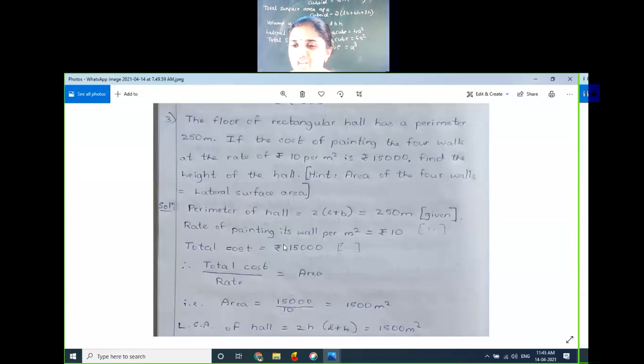Then for how much area did we pay 15,000? Per meter square it is 10 rupees. That is what we have to find out. How can we find it? Total paid amount divided by rate per meter square gives the area. So total cost paid divided by rate per meter square gives the area. That means total amount paid is 15,000, rate per meter square 10 rupees. Then zero cancels, 1,500 meter square. So the total area painted is 1,500 meter square.